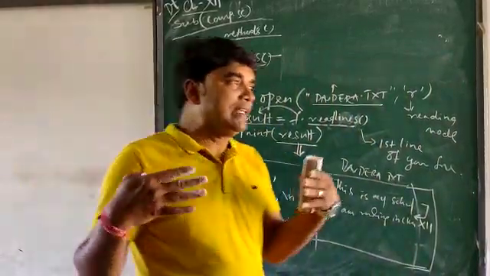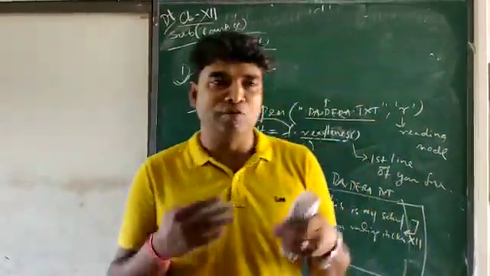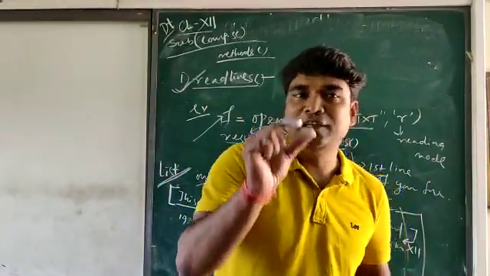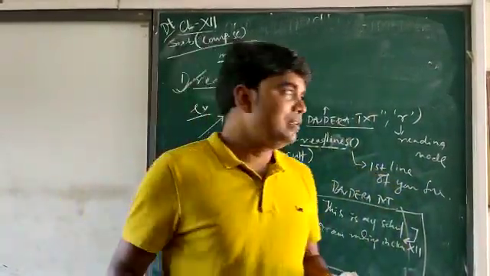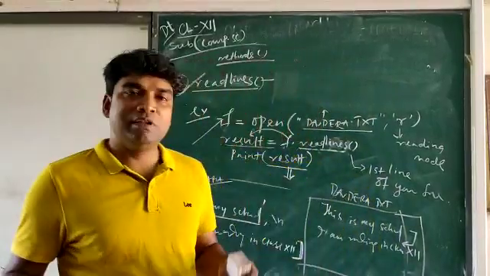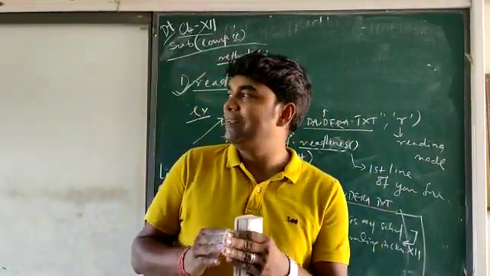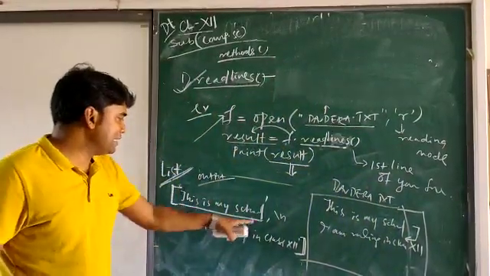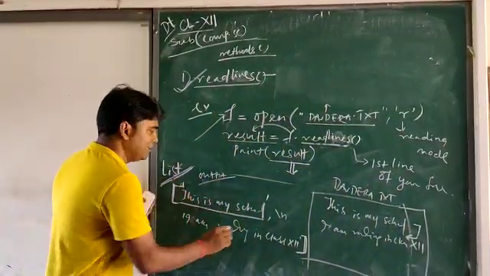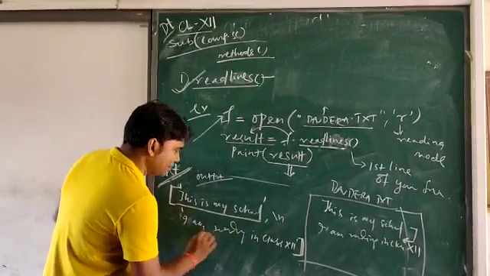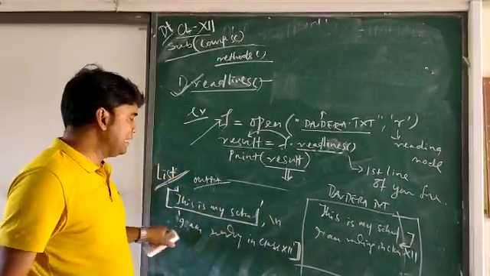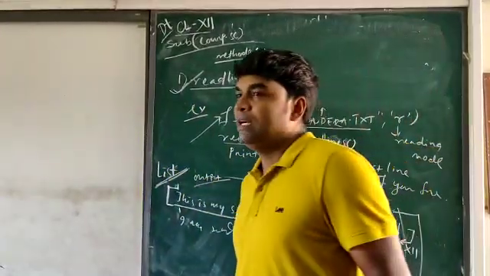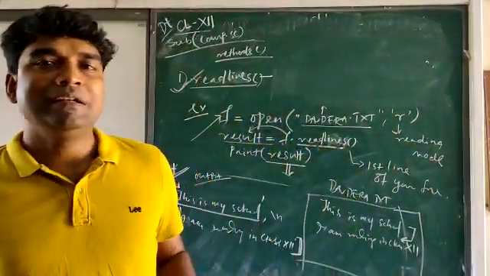So students, you can relate the readline and readlines functions. Readline will display only the first line of the file, and readlines will display the entire contents of the file, but line-wise in list format. The first line is the first element of the list, and the second line is the second element of the list. So this is all about how data can be read from a text file.